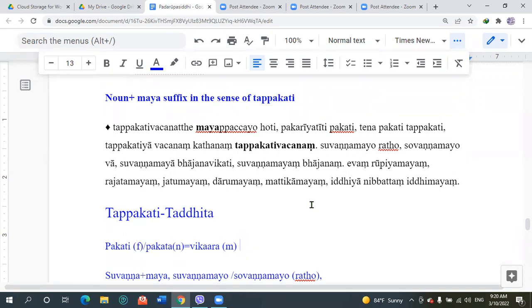From the grammar point of view, you also know we have pakati and vikati. For example, Sayadaw Buddha Hodi. Sayadaw is pakati, Buddha is vikati. So at that time, not vikara, but vikati.